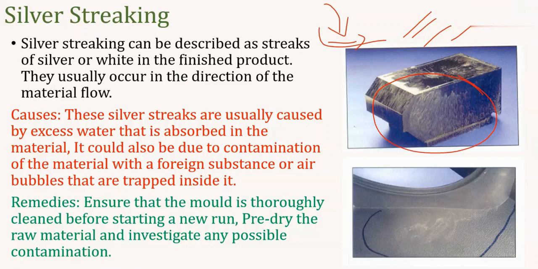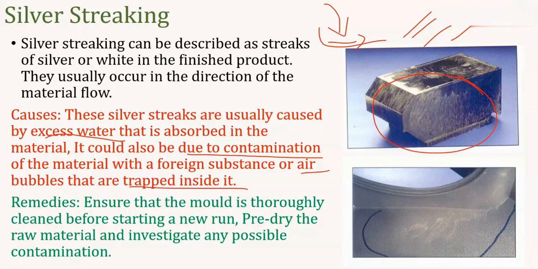So the cause: these silver streaks are usually caused by excess water that is absorbed by the material. It could also be due to contamination of the material with foreign substances, or air bubbles that are trapped inside. So you can see that such defects can happen due to three different causes. The first is excess water in the material, then contamination of the material, and also air trapped inside the mold.